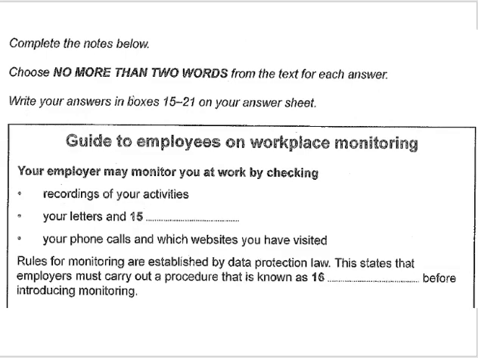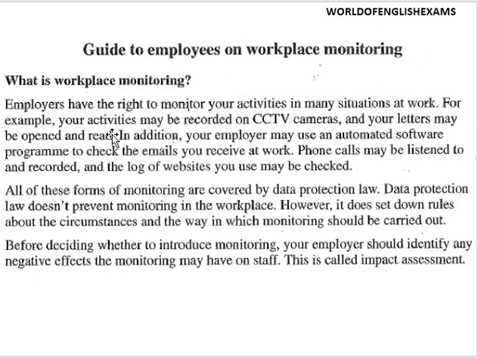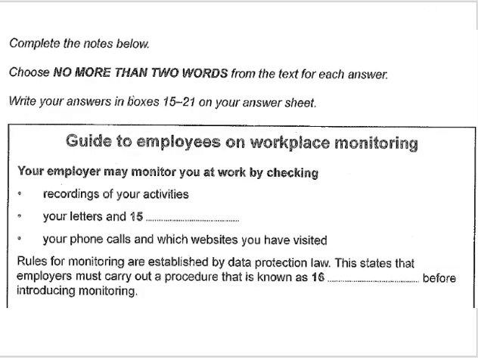Okay, what is the next thing? Your letters and dash. So two things are given. One is letters, the other is something else which we need to identify. So the answer is a noun. Why? Because letters is a noun. Hence the accompanying word can also be a noun. Let's see where we got the context of letters. Your letters may be opened and read. In addition, what is the meaning of in addition? And. So yeah, letters, and your employer may use an automated software program to check the emails you receive. So he or she is going to monitor your letters and emails.